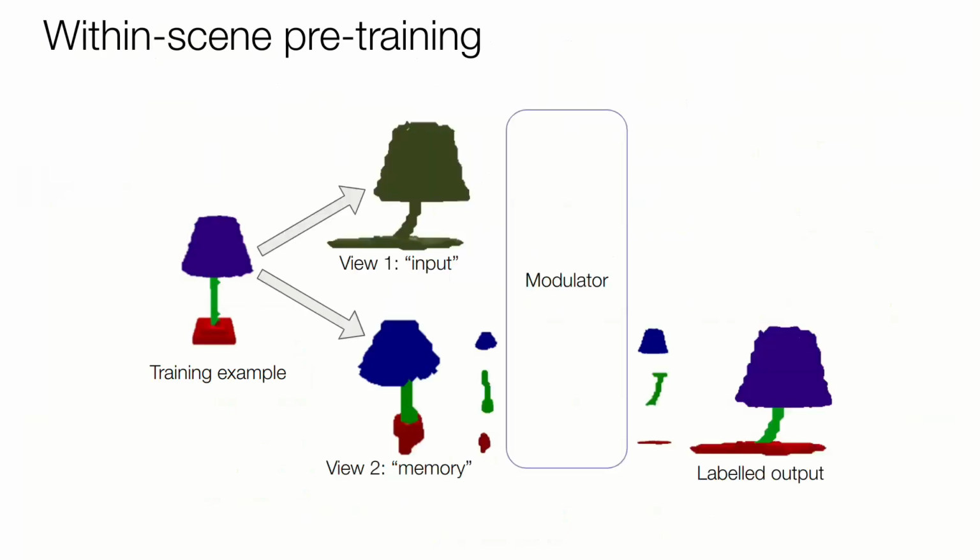We devised a novel within-scene pre-training scheme to promote correspondence between the input and the memory parts. Given a training scene, we create two augmented views, one of them acting as the input and the other as the memory. Here, we have ground truth information of which memory query corresponds to each input segment, and we supervise the assignment. We show that this suffices to establish cross-scene correspondence as well.